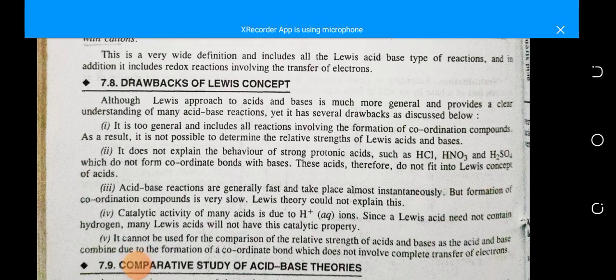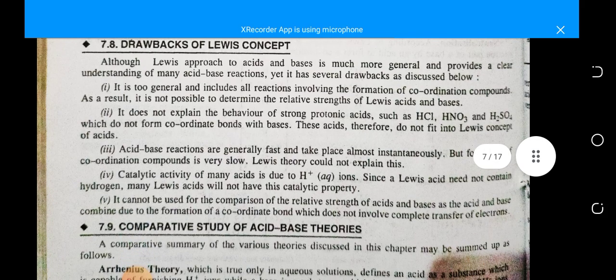Drawbacks of the Lewis concept. Lewis' approach to acids and bases is much more general and provides a clear understanding of many acid-base reactions. Yet it has several drawbacks, as discussed below. First, it is too general and includes all reactions involving the formation of coordination compounds. As a result, it is not possible to determine the relative strength of Lewis acids and bases. Second, it does not explain the behavior of strong protonic acids such as HCl, HNO3, H2SO4, which do not form coordinate bonds with bases. These acids therefore do not fit into the Lewis concept of acids.